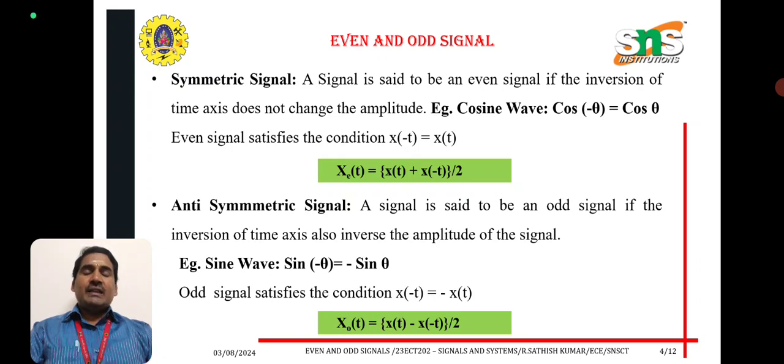Anti-symmetric signal. A signal is said to be an odd signal if the inversion of the time axis also inverts the amplitude of the signal. Sine of minus theta is equal to minus sine theta. An odd signal satisfies the condition x of minus t is equal to minus x of t. X odd of t is equal to x of t minus x of minus t by 2.